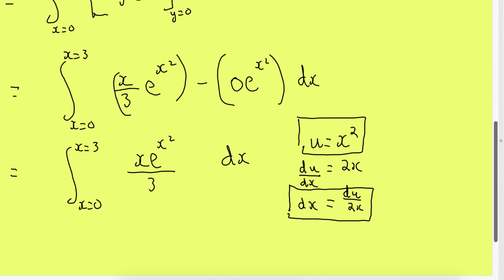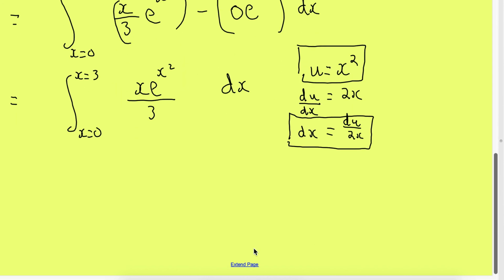I could have taken that third out earlier. People might be wondering why I haven't done that. I'm beginning to wonder myself. But anyway, let's substitute this in.